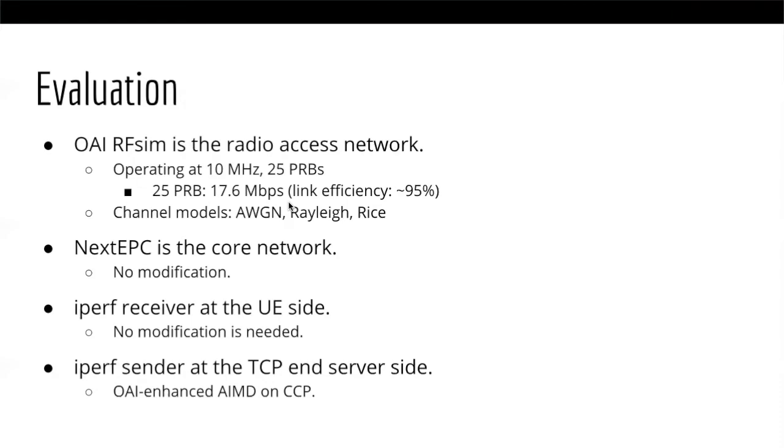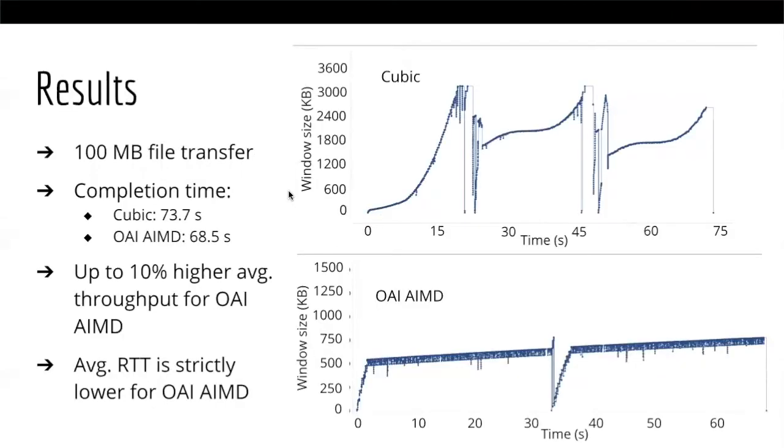And for the user side, we used iPerf as a receiver. Again, no modification is needed on the user equipment. For the end server side, or the TCP server side, we used iPerf again, but this time it's using our customized TCP congestion control, which we called OAI Enhanced Additive Increase Multiplicative Decrease. Okay, let's take a look at the results now.